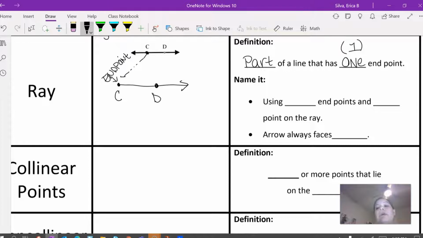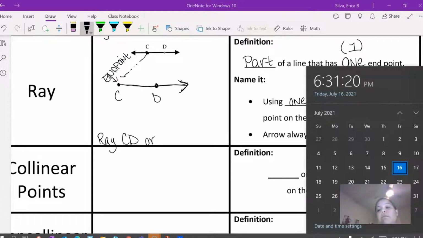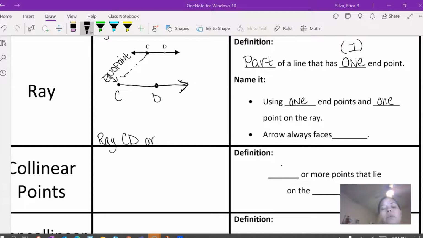So in order for us to name it, we use that one endpoint, and then 1 point on the ray. So in this case, we have ray CD. We start with the endpoint, and then because it's going through point D, we say ray CD. Or if we would like to use the symbol, we simply use the arrow. So again, we start with the endpoint going through point D, and then we make a miniature ray above it. So the arrow always faces right when you name it.